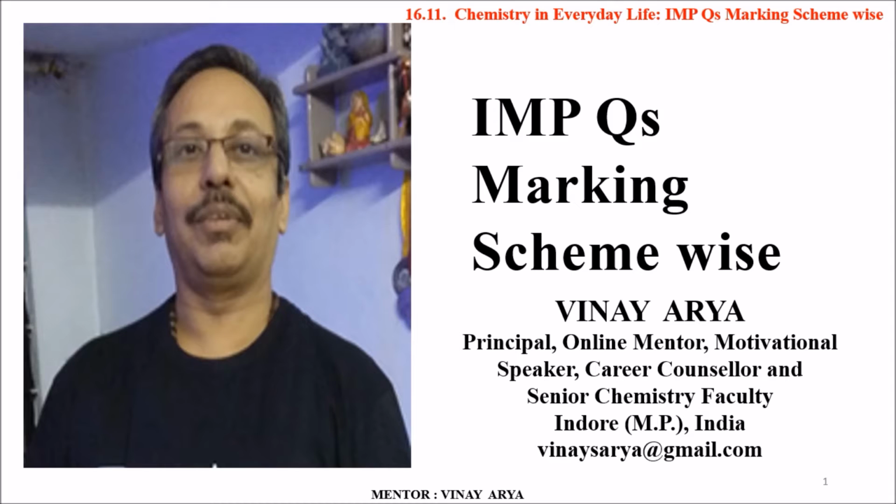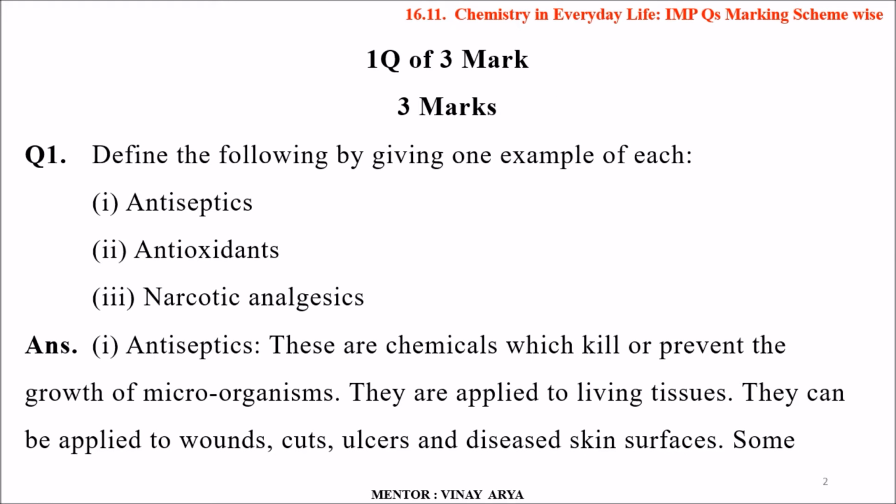Chemistry in Everyday Life is the 16th chapter of our CBSE syllabus, and here the questions which are to be asked as per the marking scheme for 2019 provided by the CBSE is one question of 3 marks. So we have to deal with only the 3 mark question. The first question says: define the following by giving one example of each. Antiseptics, antioxidants, and the third one is narcotic analgesics.